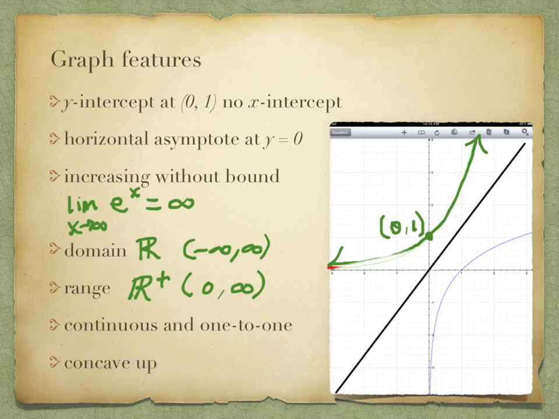My line's not very straight, but it's almost there. So if I drew in the line y equals x and I folded these along that line y equals x, I'd have the same graph. This is the inverse graph, the natural log x that we've already encountered and worked with.